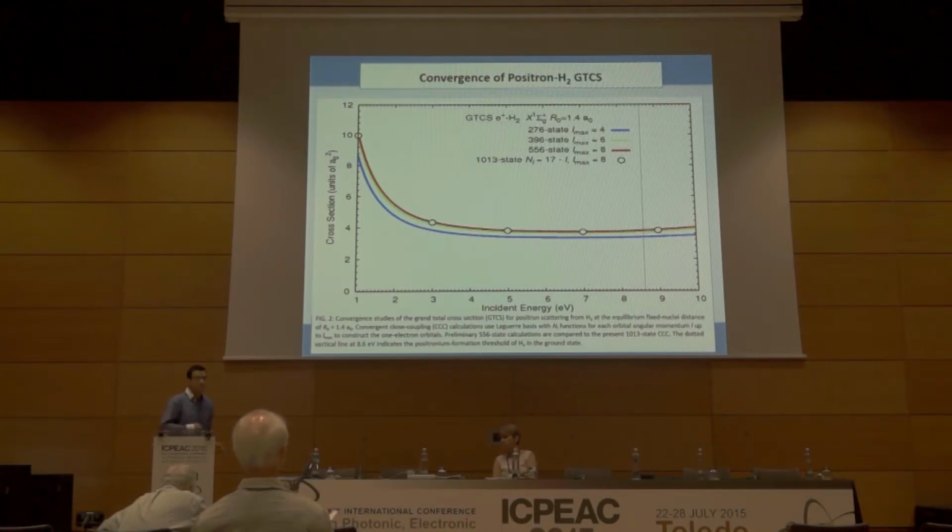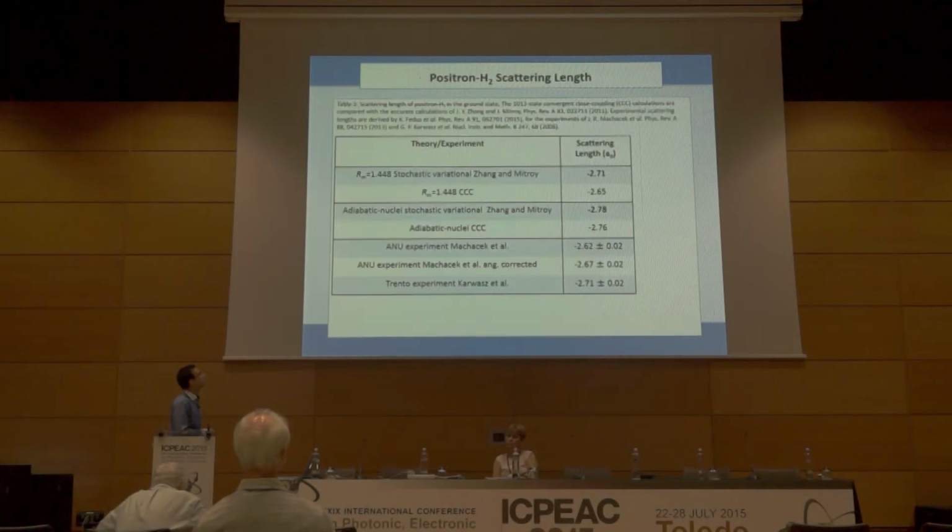And this is a further demonstration of our convergence. These 550 state calculations were preliminary results which we've already published, and we compare these at the equilibrium distance. And by the way, this is the grand total cross-section, sorry. And our results are right on top of those. These are completely different structure models and scattering calculations, and they're right on top of each other.